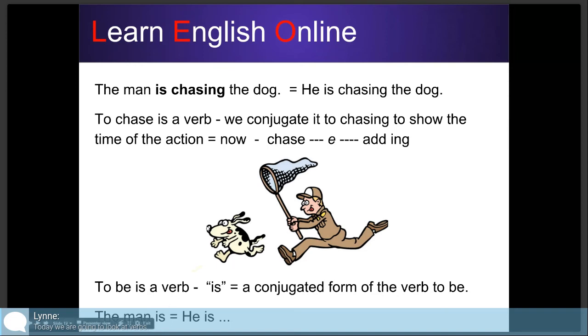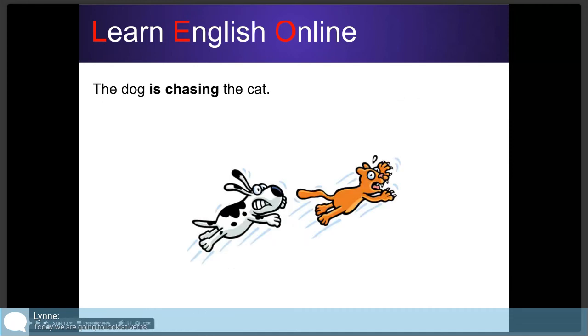Okay, so he's chasing the dog, is and chasing, two verbs. Auxiliary verb, main verb. Don't worry, meaning is more important. So the man is chasing the dog. The dog is running away from the man. Do you think the man will catch the dog? I hope not.